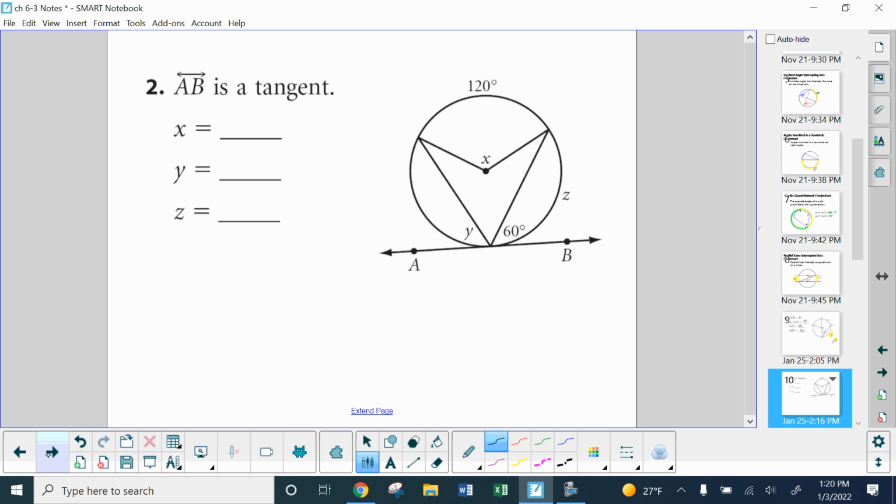All right, so in this one, we see that AB is a tangent. I also see we have a central angle in this one, right? We have an angle there that's on the center of the circle. So if this arc is 120, that means that angle must also be 120.